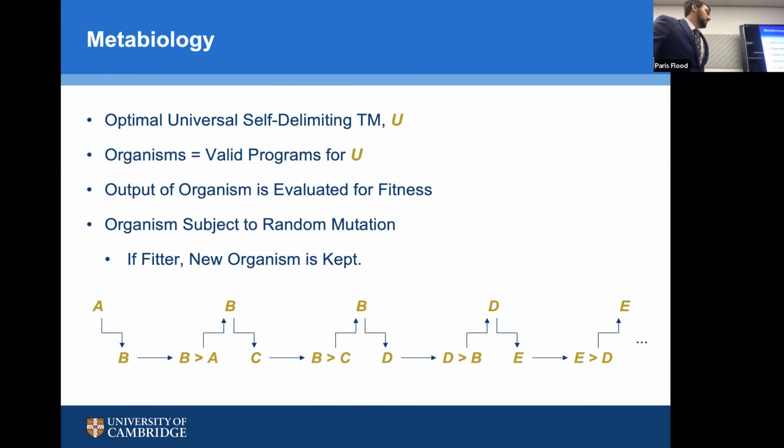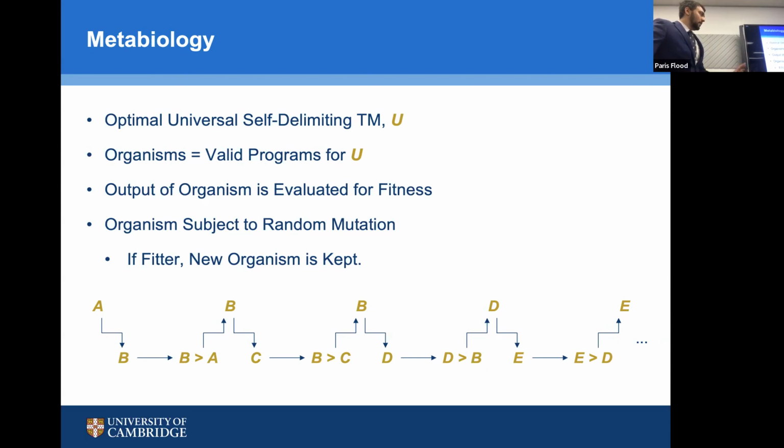So what is metabiology? You start off with your additively optimal, prefix-free universal Turing machine, right? And what you would think of as organisms are actually programs for this universal Turing machine. The game works like this. I run the program, I get some output, I measure the fitness of this output, I mutate the program somehow, and I get a new one, run it again, get some fitness and compare the fitness. If I have a better fitness, I keep it, right? It's a huge oversimplification of this whole process, but this is where we're starting, simple.